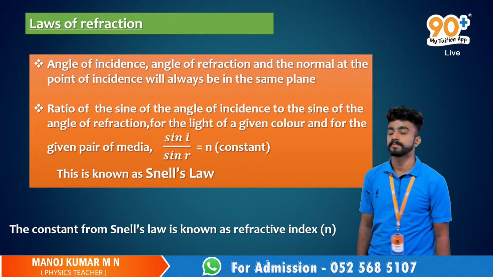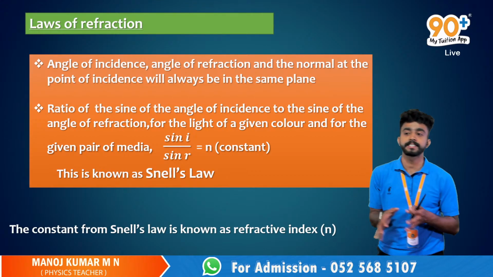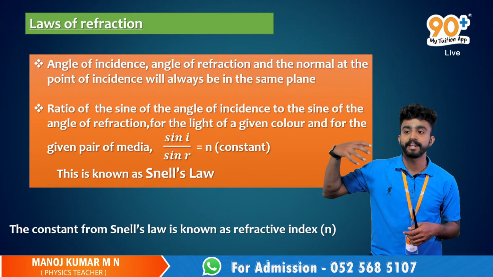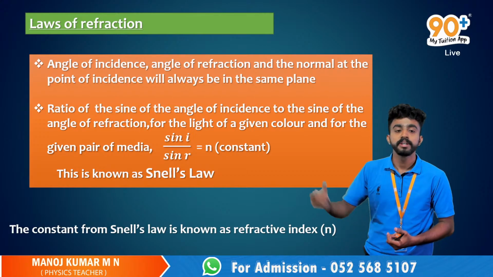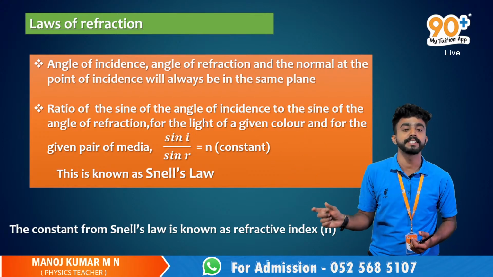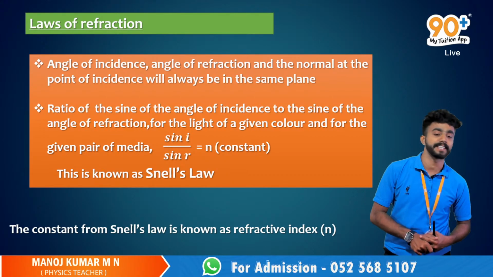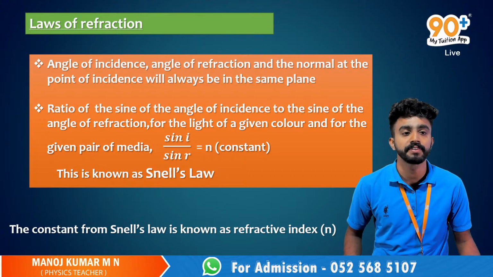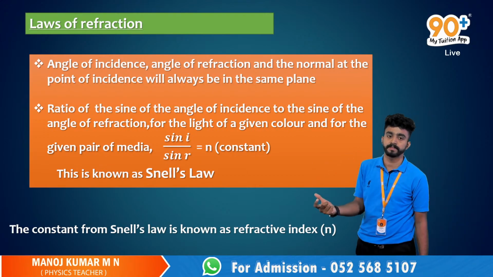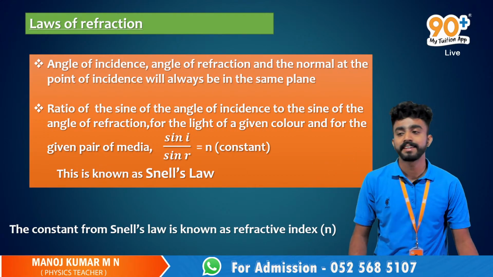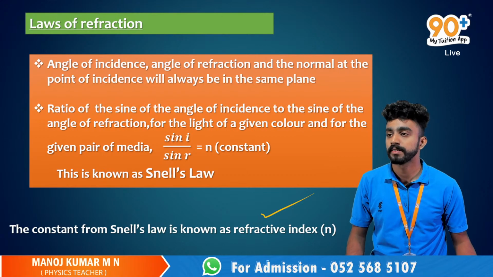Got it, Sumaya? So don't get confused with Snell's law. You'll learn about it. As of now, you just have to understand that from Snell's law, we are taking the values of sin i and sin r, and it will give a constant value. That constant n, which is defined over here, is termed as refractive index. So this ratio of sine of the angle of incidence and sine of angle of refraction, for the light of a given color and for the given pair of media, meaning more than one medium, will give a constant. That constant is refractive index. Is it clear, Sumaya? Yeah.